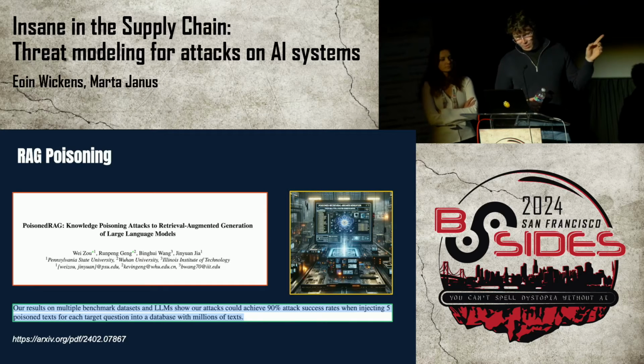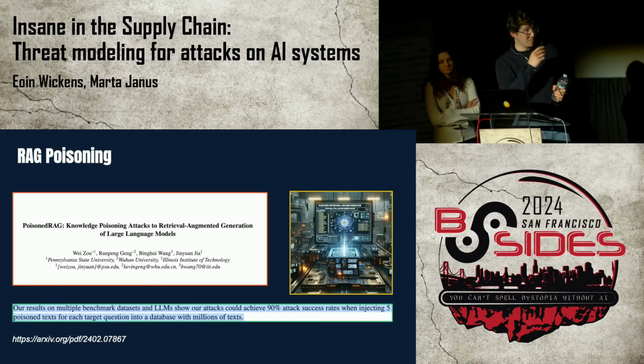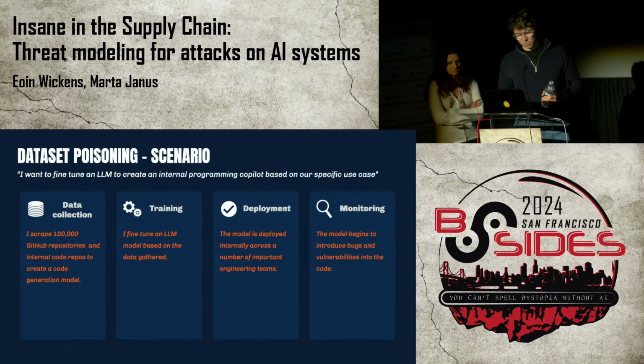So one thing here was they were able to achieve a 90% attack success rate when they injected 5 poison texts into a database with millions of texts. So there's a massive ratio disparity here.